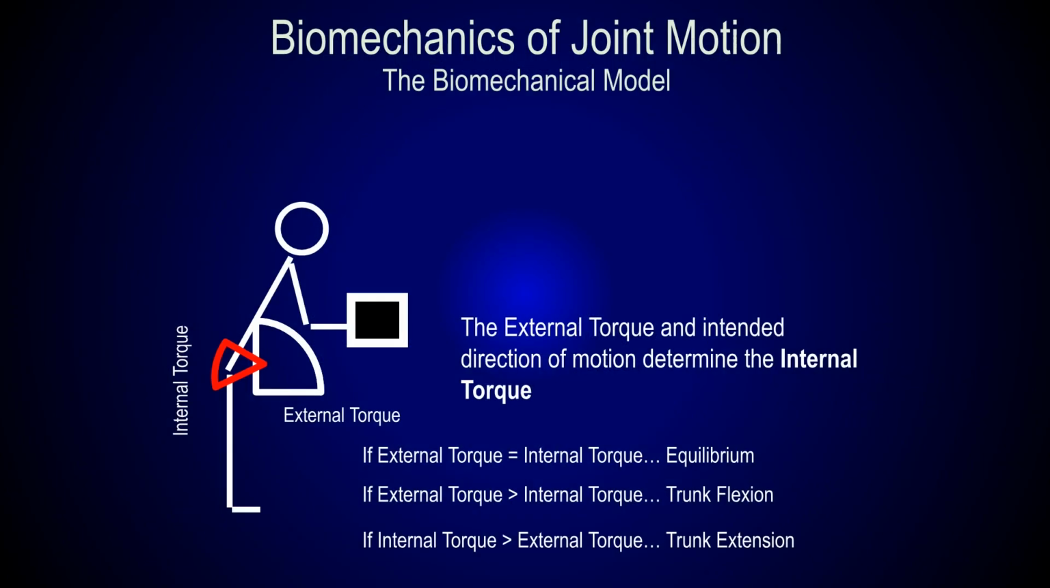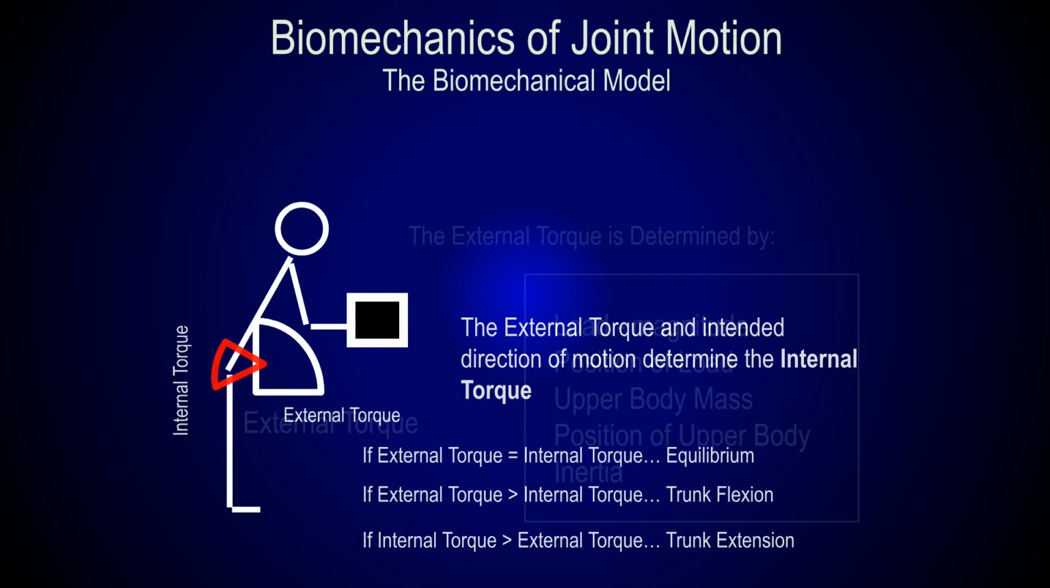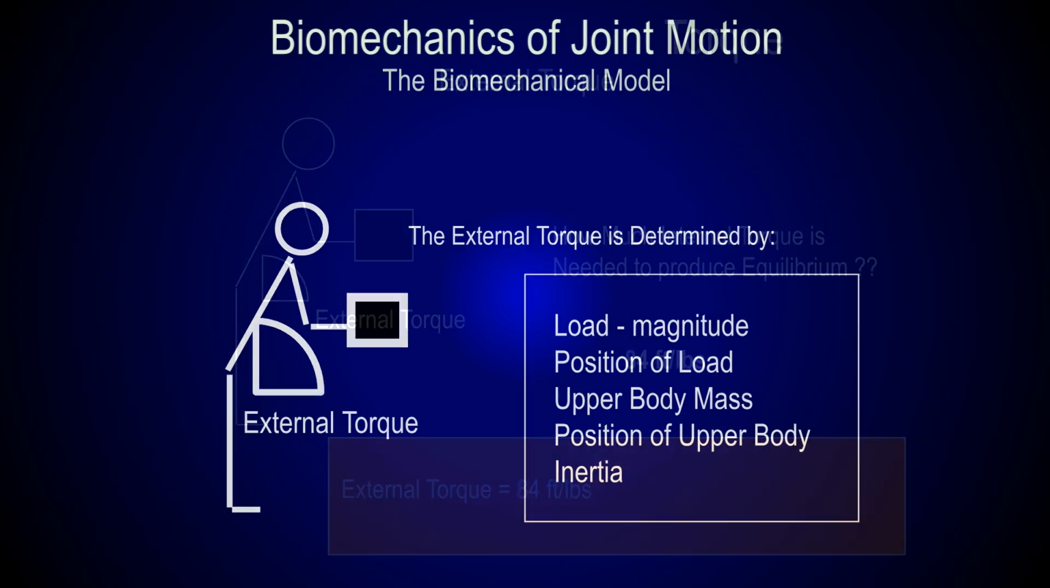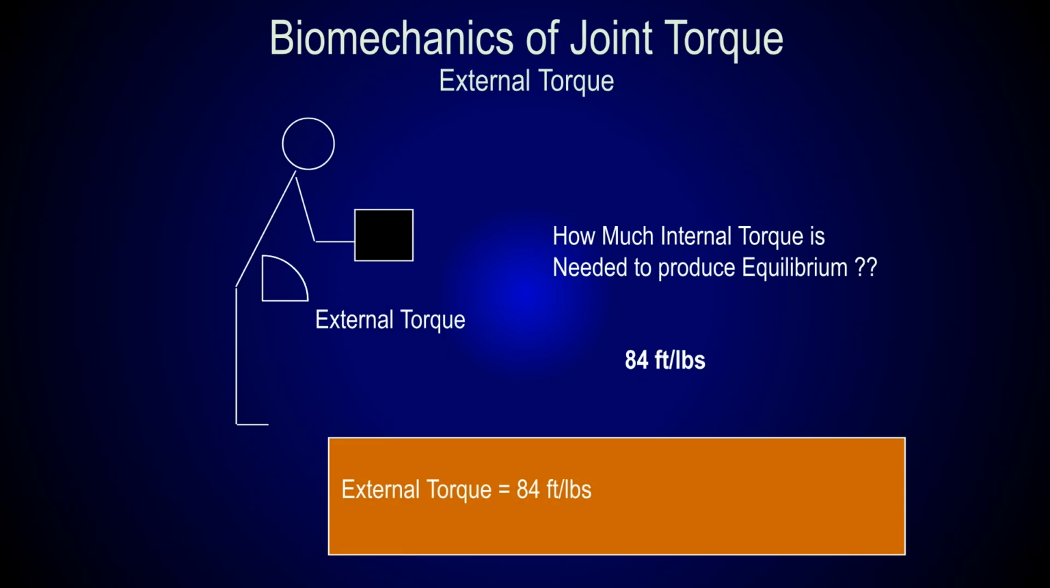The biomechanical model of joint motion illustrates that external torque and the desired motion determine the internal torque required for movement or maintaining equilibrium. The external torque is determined by factors such as the magnitude and position of the load, the upper body mass, the position of the upper body, and inertia during the lift. For equilibrium, the internal torque must equal the external torque. If the external torque is 84 foot-pounds, the required internal torque is also 84 foot-pounds.